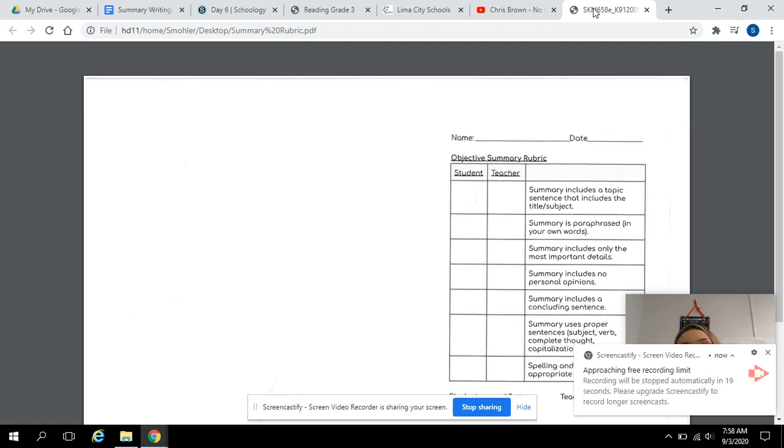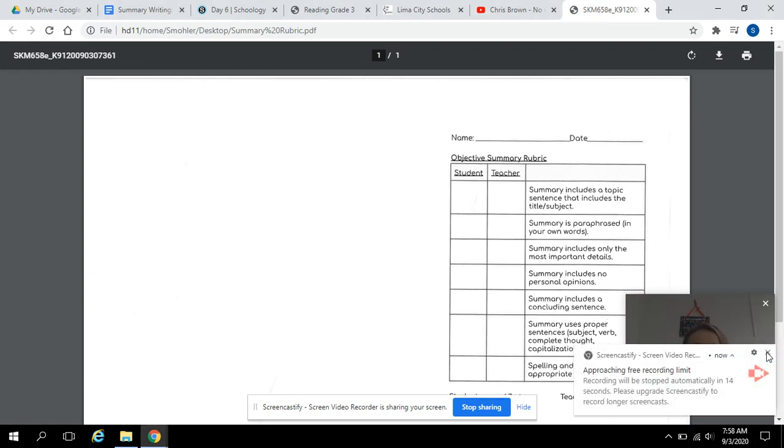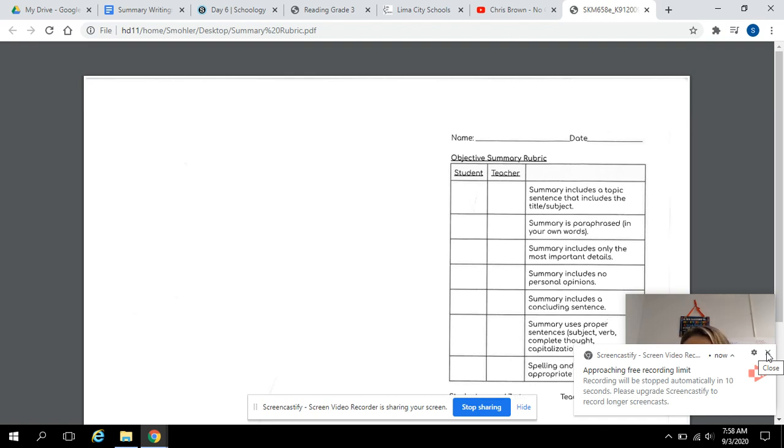The summary is paraphrased in your own words. I had mentioned that before. This needs to be in your own words unless you're getting it right from the text, okay? Includes the most important details, no personal opinions, a conclusion, and then you're using proper spelling and complete sentences.